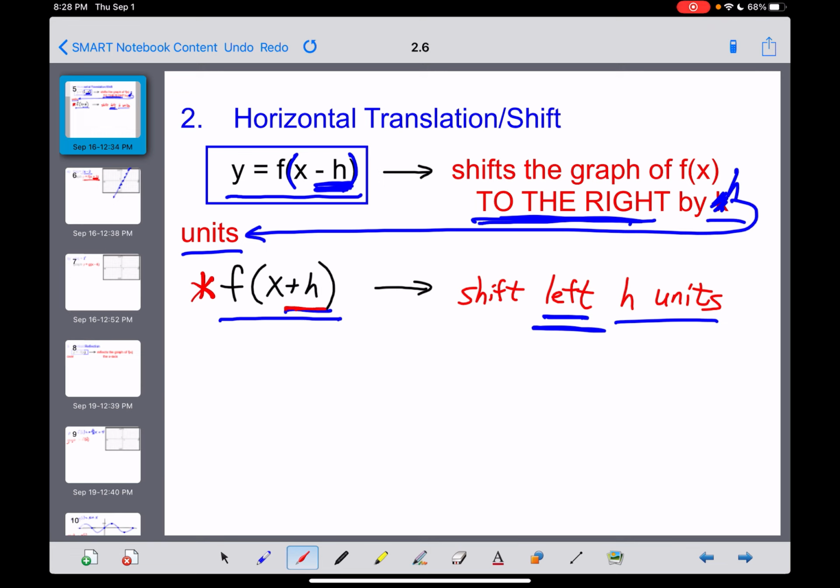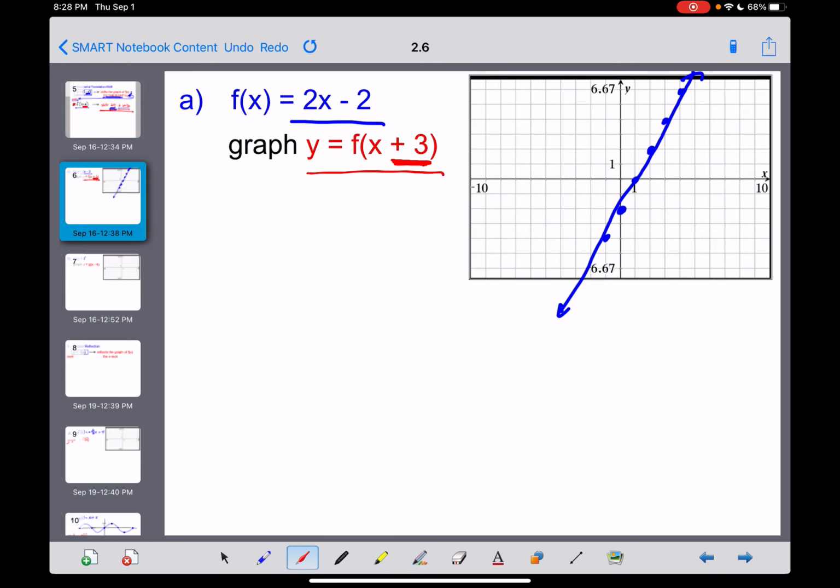That is a horizontal shift, and it's shifting every point in the graph left by h units. And our h here is 3. So that plus 3 tells us that we are moving our original blue graph left by 3 units. So again, every single point, like for example my y-intercept at negative 2, I'm now moving to the left 3 units, and that's how I'm going to begin this graph.